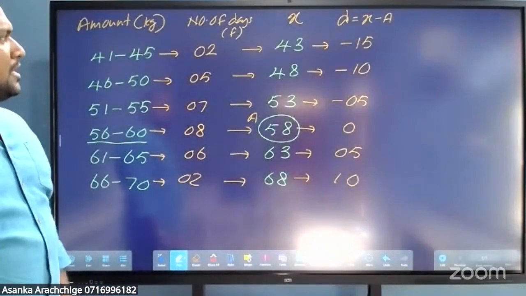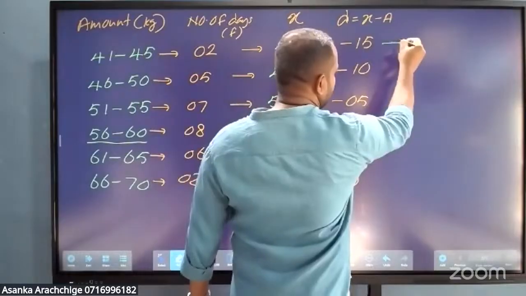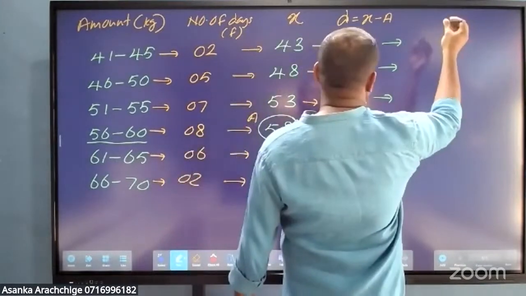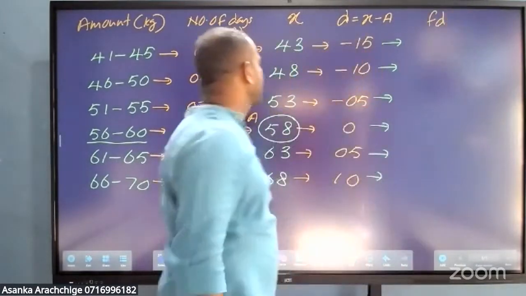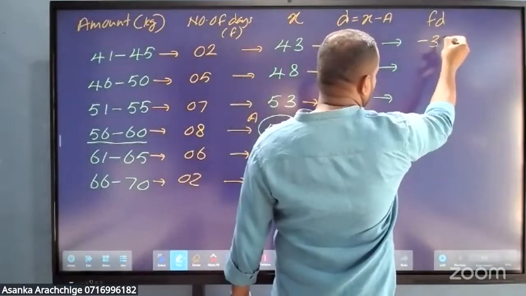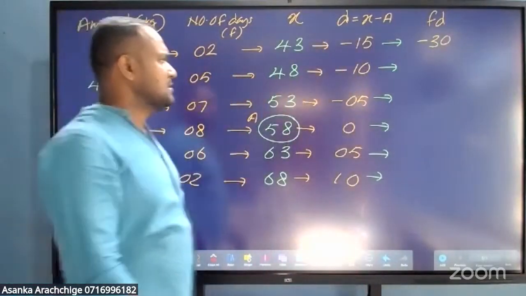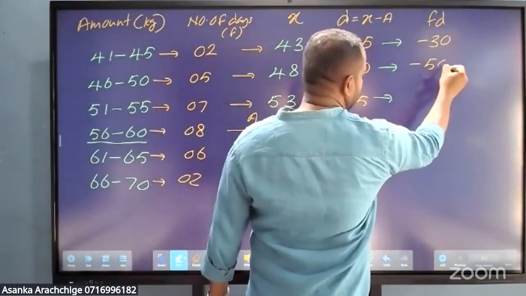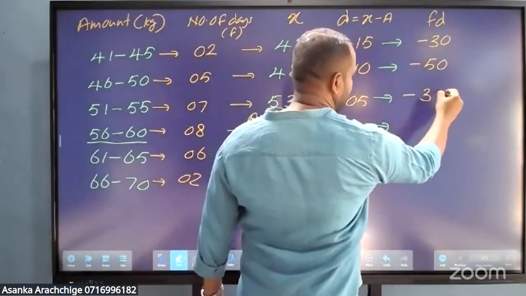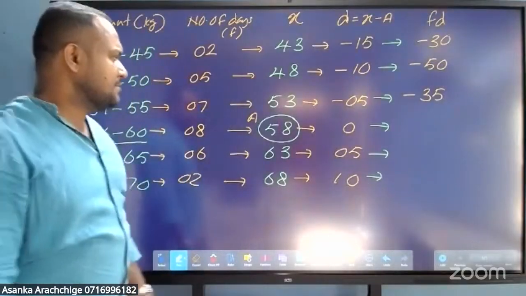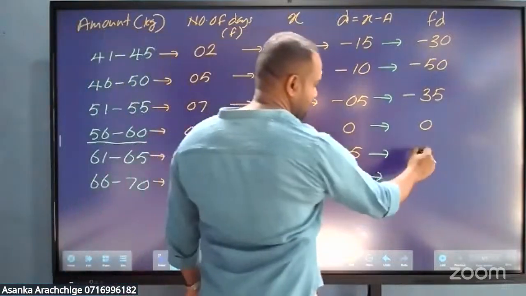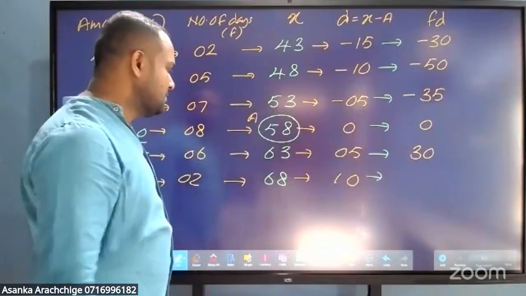Then fd, the product of frequency and deviation. 2 times minus 15 is minus 30. 5 times minus 10 is minus 50. 7 times minus 5 is minus 35. 8 times 0 is 0. 6 times 5 is 30. 2 times 10 is 20.